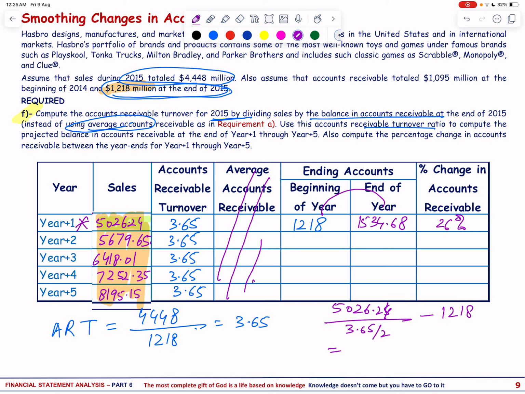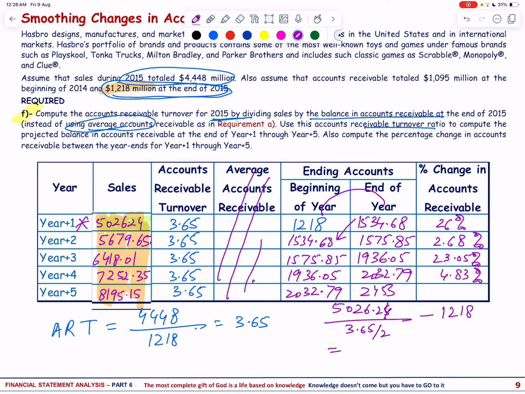Okay, and then for year number 1, the beginning accounts receivable is 1534.68 and the ending is 1575.85, and this will be 2.68%. This will be now 1575.85, and the ending is 1936.05, and the change is 23.05%. This will be once again 1936.05, and this will be 2032.79, and this is 4.83%. And finally 2032.79, 2455.39, and this is 20.79%. Okay.